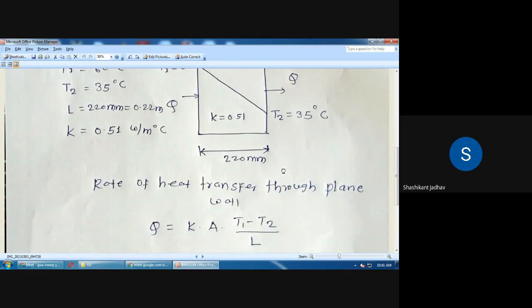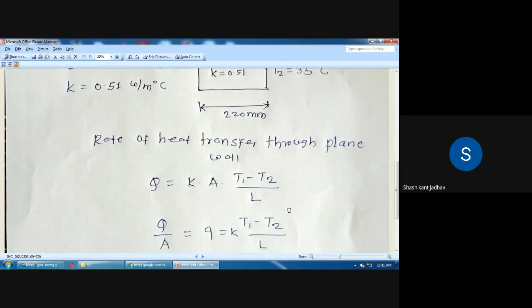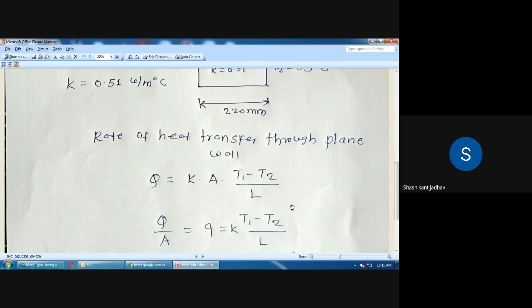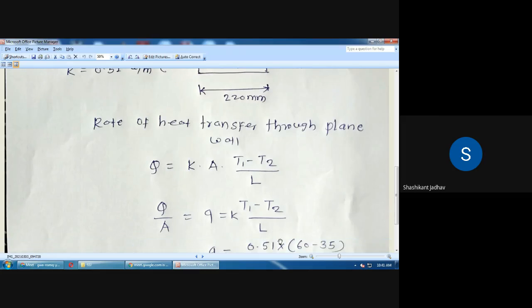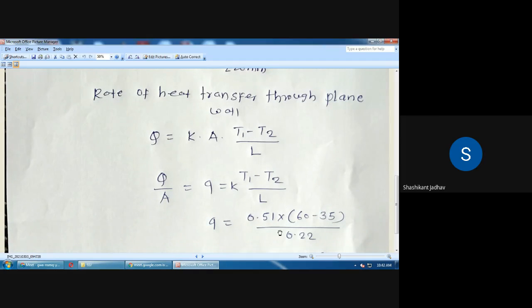Okay, so rate of heat transfer through the plane wall, what is the standard equation? Q is equal to K into A into T1 minus T2 divided by L. What do we have to find out? Capital Q by A, which is called heat flux. So Q by A is nothing but small q, the notation for heat flux. So small q is equal to K into T1 minus T2 divided by L. Put the values of K, T1 minus T2 and L and find out the value of small q, that is heat flux, rate of heat transfer per unit area. Put the answer in the chat box.